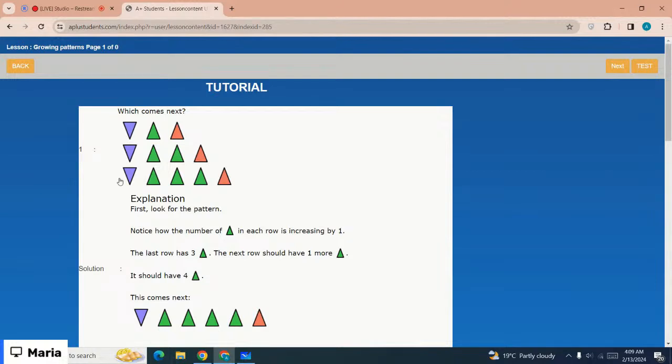Which comes next? Just look at the patterns. Blue triangle, green, red. One blue, two green, one red. One blue, three green, one red. That means the triangles on the sides, blue and red, are the same. The green triangles are growing every time, right? So for the next time, you have one blue triangle, four green triangles, and one red triangle. You have to see how the pattern is growing, right? Let's just start with the test questions.